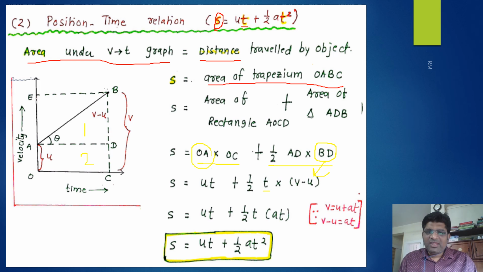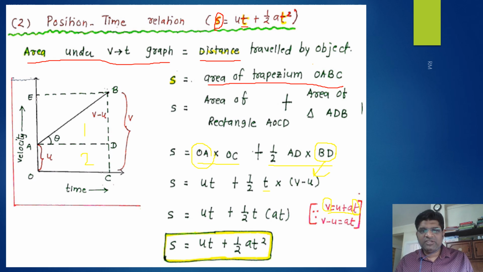So instead of this V minus U, from the first equation of motion, that is the velocity time relation. Why do you call it velocity time relation? Because on one side it is V, which is variable, and here T is the variable. U and A are constants. So the equation has only two variables. On one side it's V, other side it's T. That's why it is known as the velocity time equation.